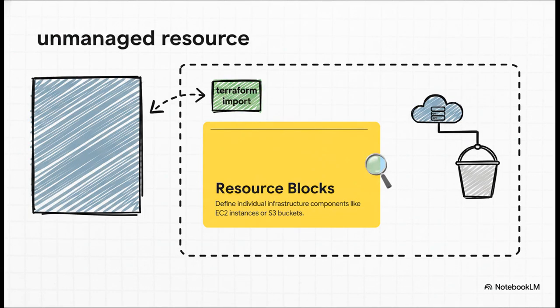Resource blocks are your answer here. They define your individual components, your EC2 instances, your S3 buckets. But for our little panic scenario, the real magic trick is the terraform import command. It is an absolute lifesaver. It lets you safely bring unmanaged existing resources right under the umbrella of your Terraform resource blocks without destroying a single thing. You're basically just adopting that existing infrastructure directly into your state file.